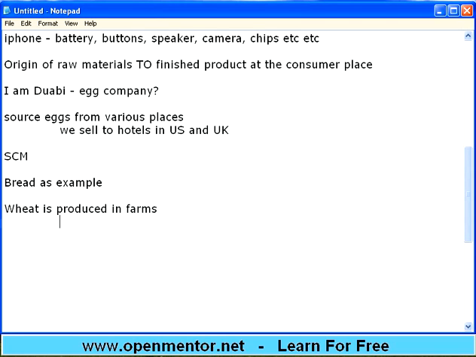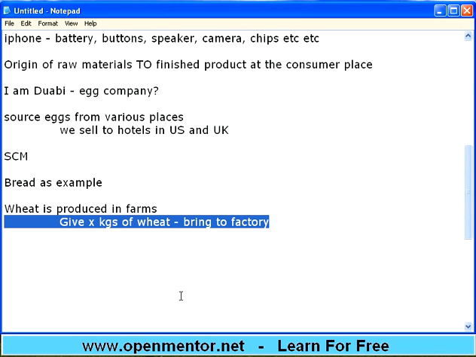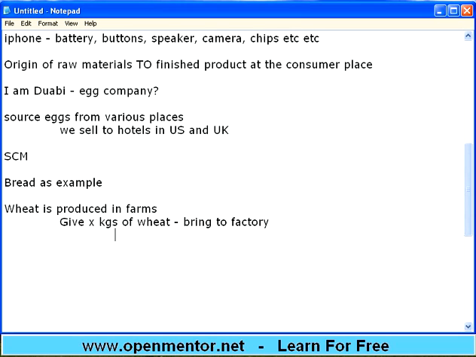Then someone has to go to the farmer and ask for X kgs of wheat, maybe 1000 kgs, 2000 kgs of wheat, and bring it to the factory. But identifying the right farmer, ensuring the quality of the wheat is in the hands of this person. Assume that he got good wheat and brought it to the factory.